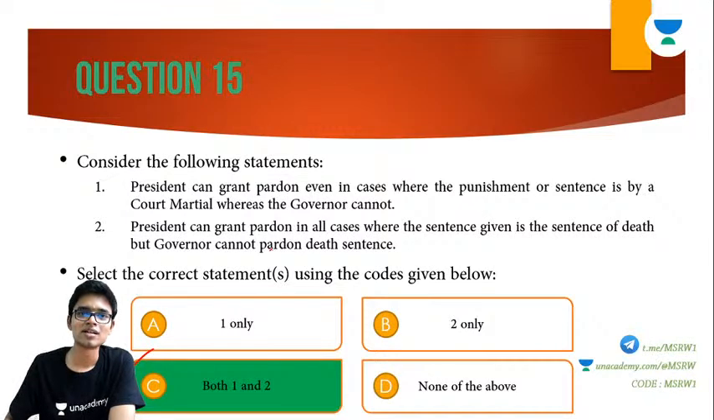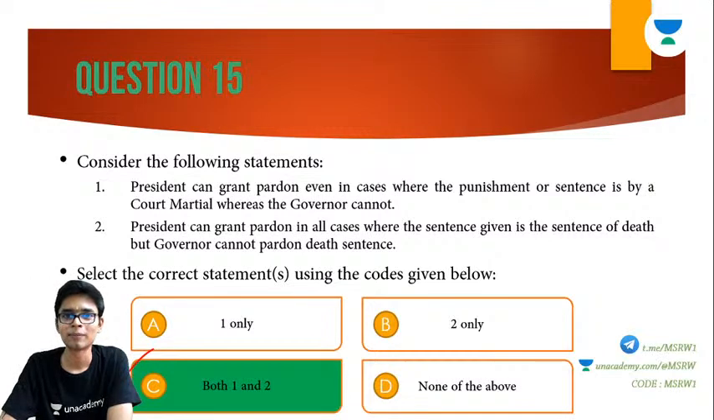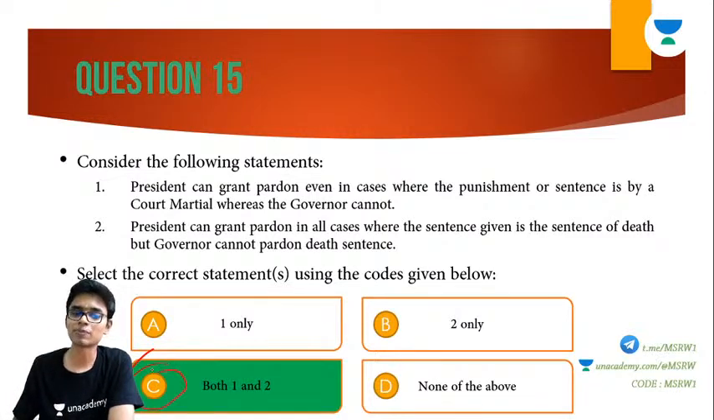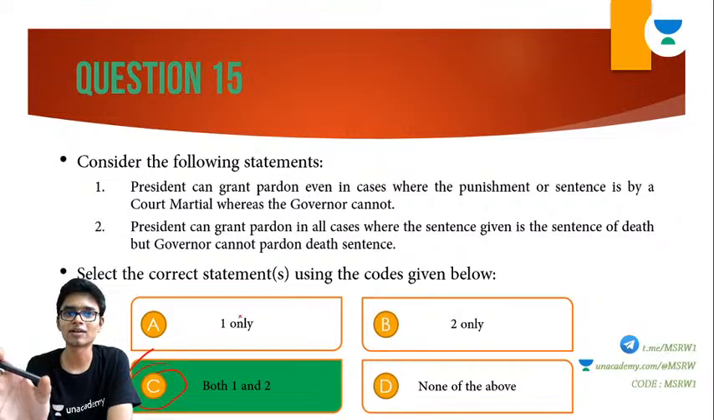Both are true. So there is pardoning power both for the President and for the Governor. But the President has some extra powers in the pardon area compared to the Governor. Number one is for court-martial. Court-martial deals with the army, military. So for military court-martials, only the President can issue pardon. The Governor cannot do that. Similarly, for death sentences, the Governor cannot give pardon. Only the President can do this. Clear? Both are correct. Answer is option C. In your Lakshmikanth textbook, the difference is clearly given. So please do read that and look into other differences also.